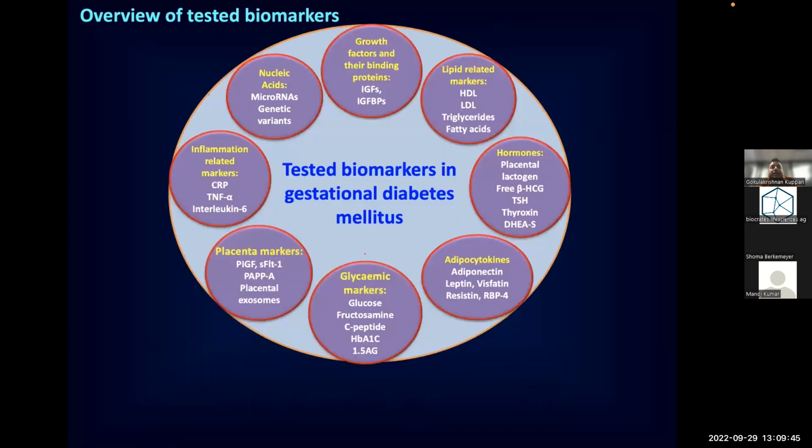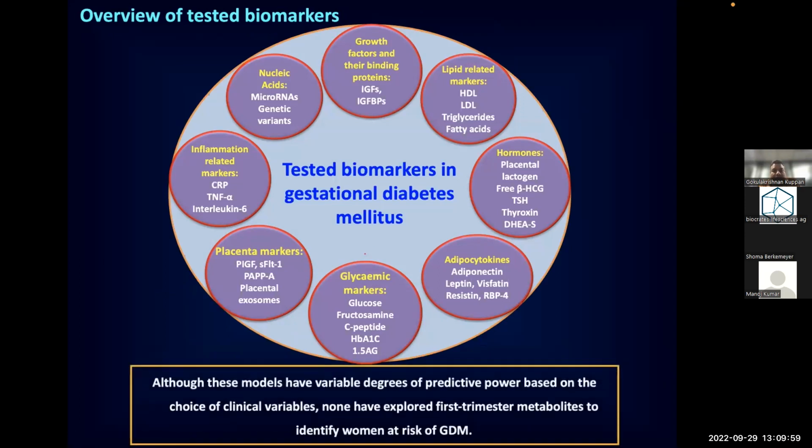If you look at the traditional biomarkers like TNF alpha, interleukins, other adipokines or glycemic markers, all of these tested biomarkers have limitations. What is the limitation? These models have variable degrees of predictive power based on the choice of clinical variables, and none have explored first trimester metabolites to identify women at risk of GDM.